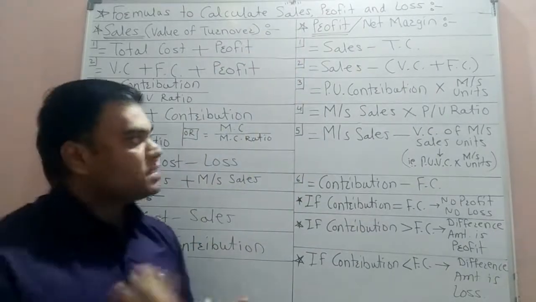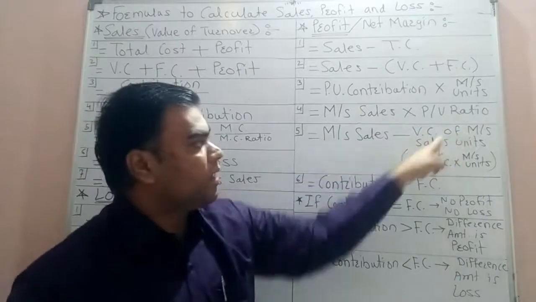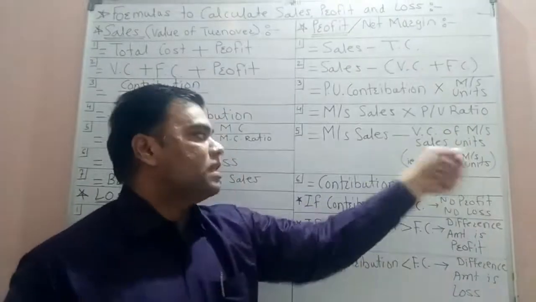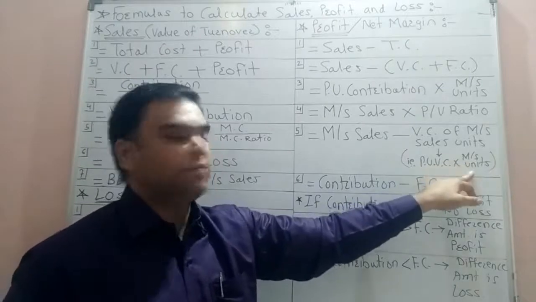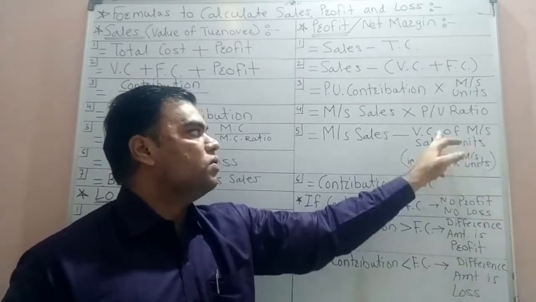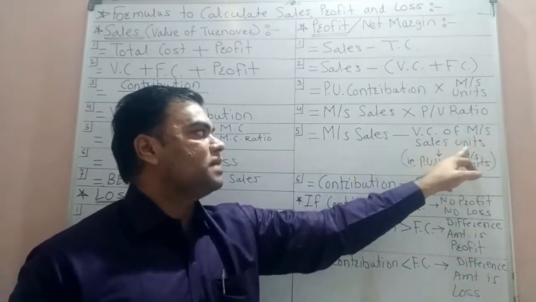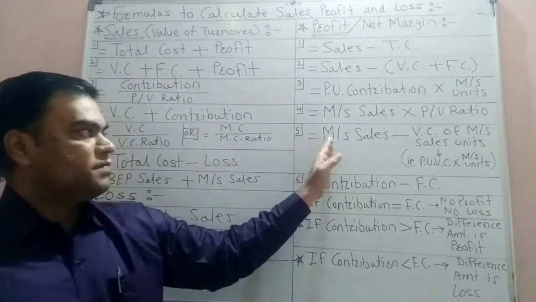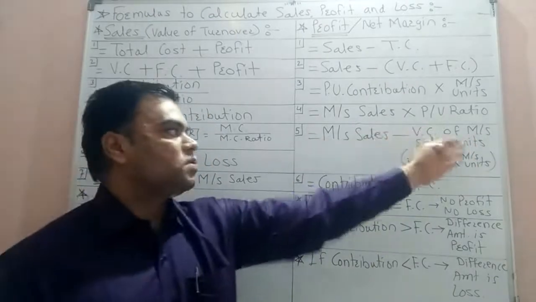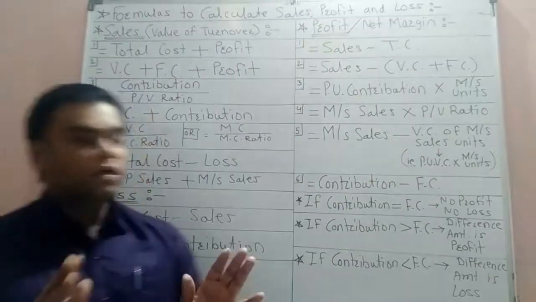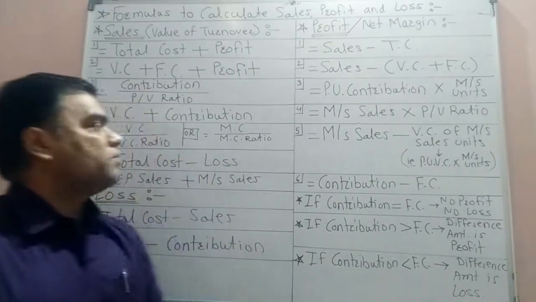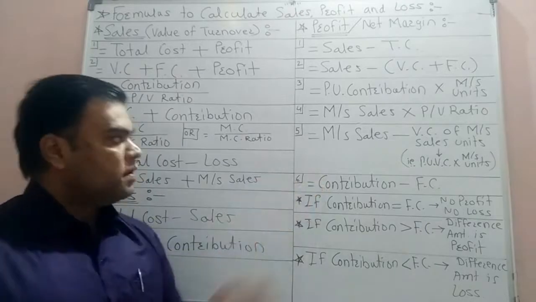In that way we can calculate profit. Now the question arises, how to calculate variable cost of margin of safety sales units? Very simple. Per unit variable cost into margin of safety units is equal to variable cost of margin of safety sales units. Margin of safety sales less variable cost of margin of safety sales is equal to profit. Then the last formula to calculate profit.